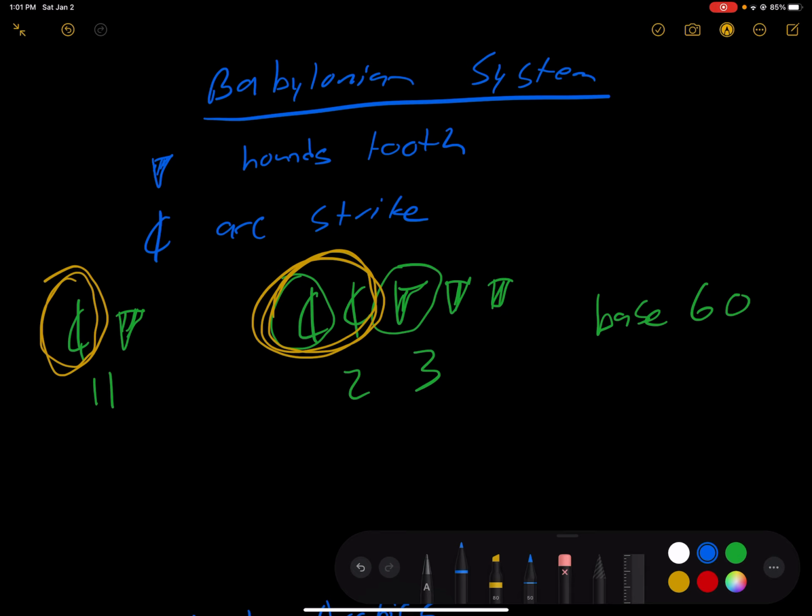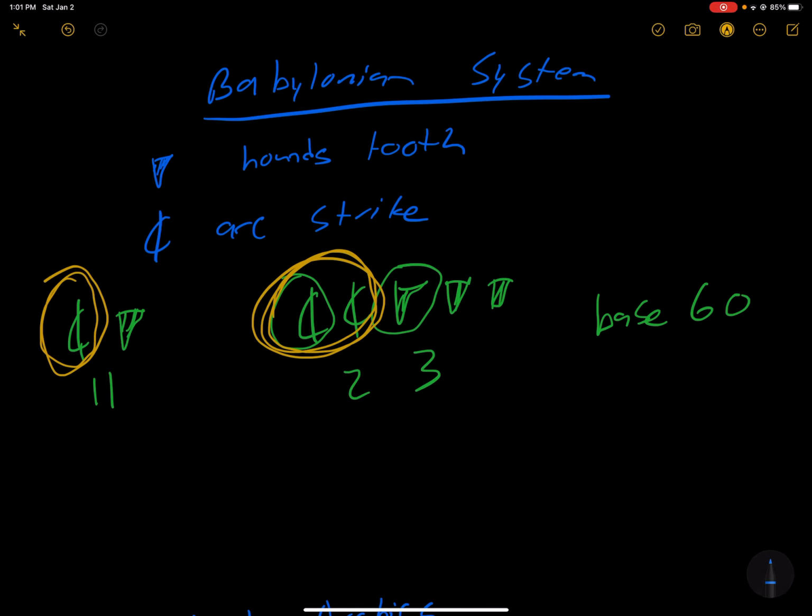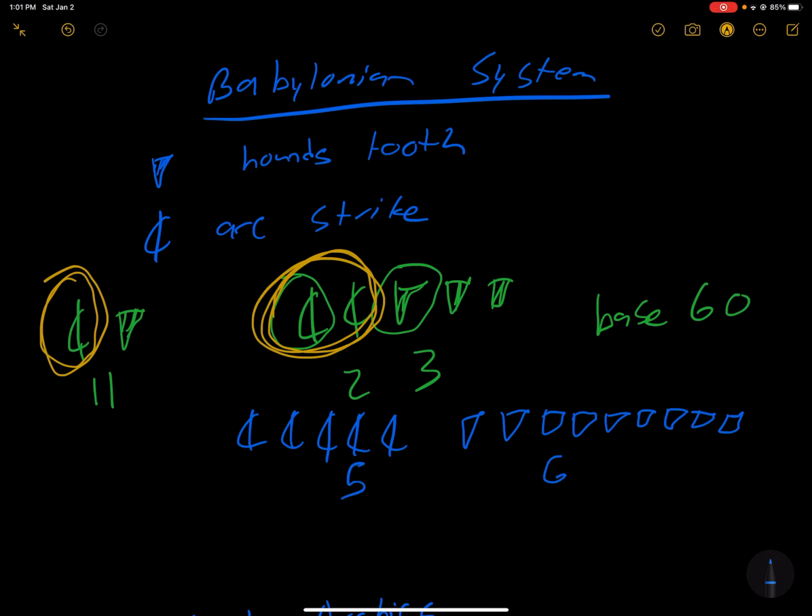Well, in the Babylonian number system, in order to move on, you can get all the way up to 5 arc strikes and 9 hound's tooths: 1, 2, 3, 4, 5, 6, 7, 8, 9. Not perfect, but you get the gist of it. Which is the number 59. But this system is in base 60. So what happens when you get up to the number 60? Or what happens when you get up to the number 61?